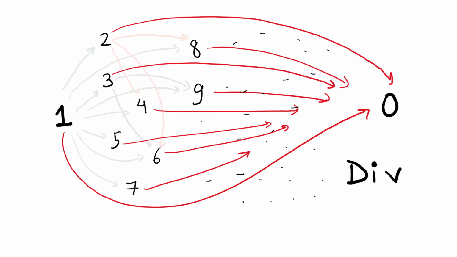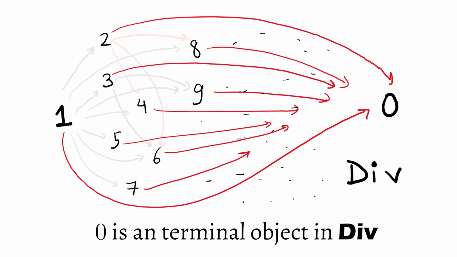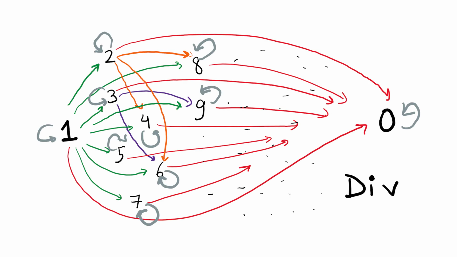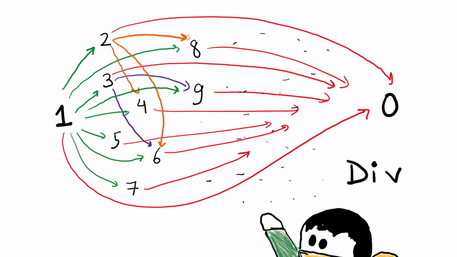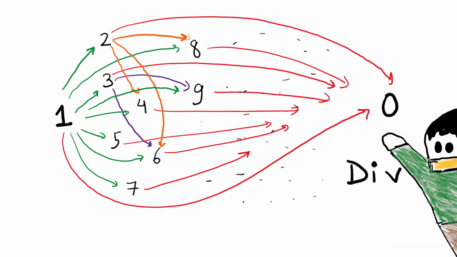As every number divides 0, we have arrows going into 0 from every other number, and such an object is called a terminal object. Each object also has an arrow to itself with the label 1, but that is too clunky to draw, so I'm not gonna. Scanning left to right, you can see that the numbers increase in size. So in some way, 0 is the largest number in this category.